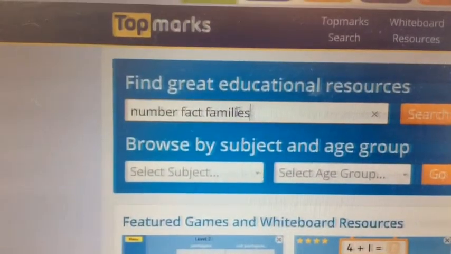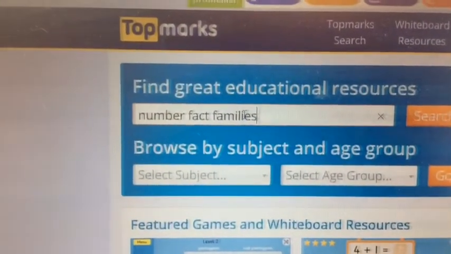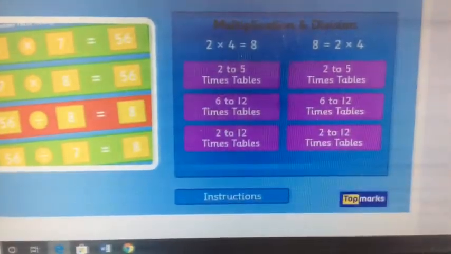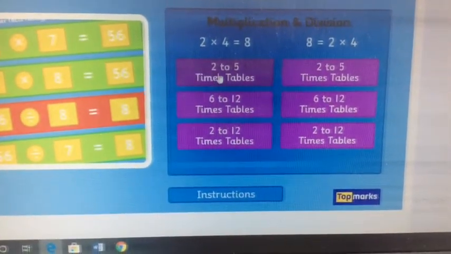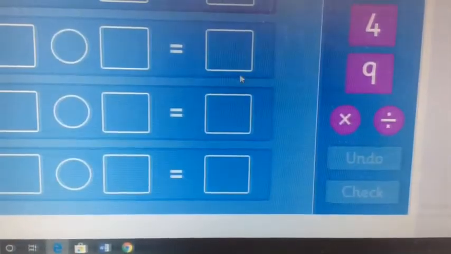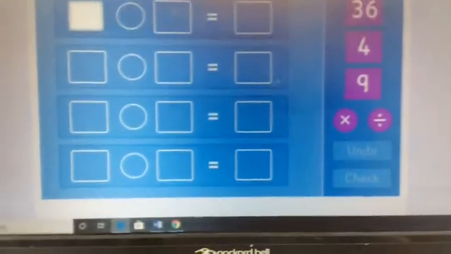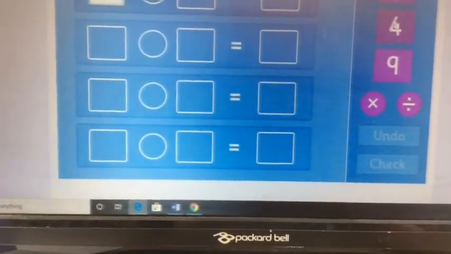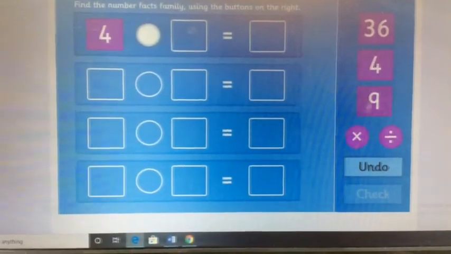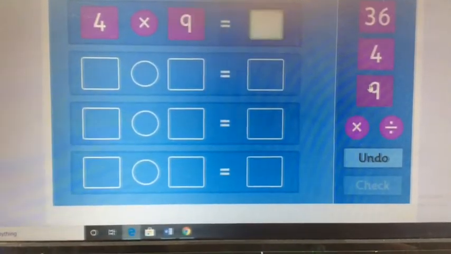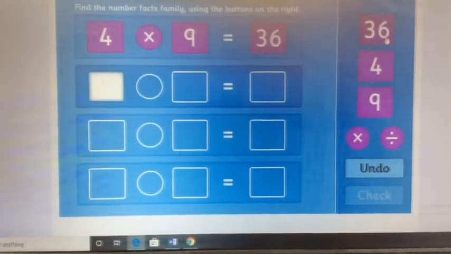Head on over to Top Marks. In your search today, you need number fact families. You choose which times tables you want to use. I'll start with a 2 to 5. Remember, with multiplication, you need your smaller numbers multiplied together to give you your larger number.